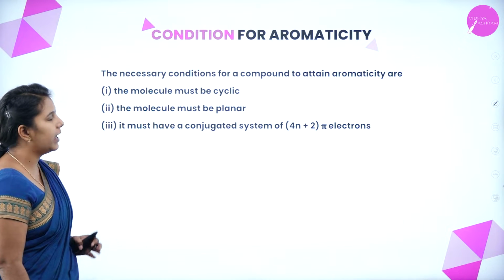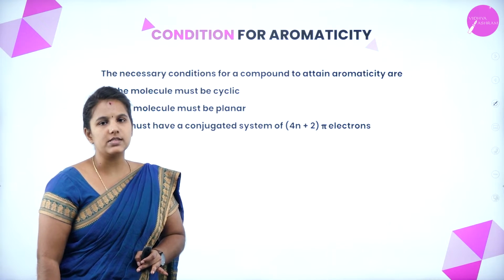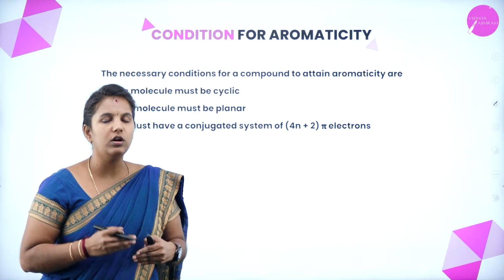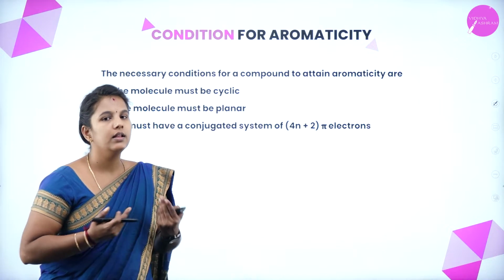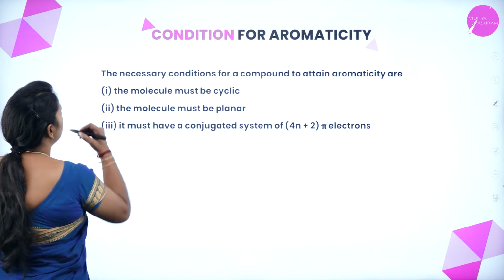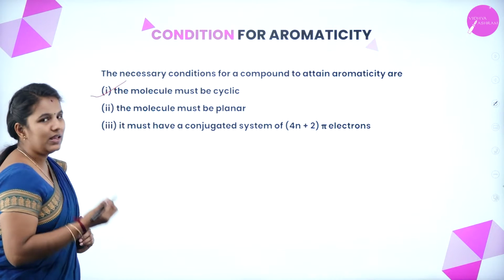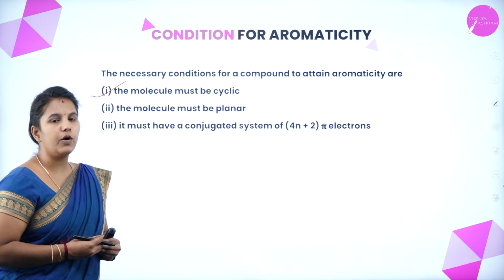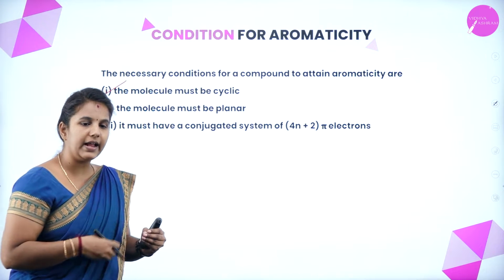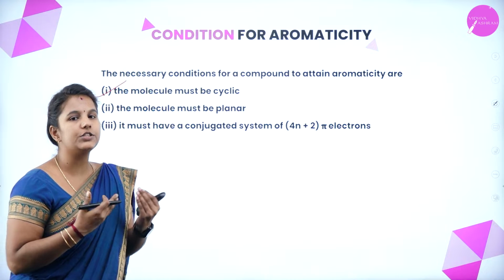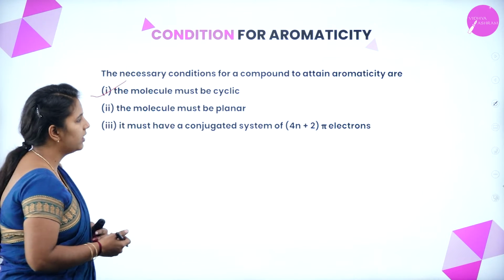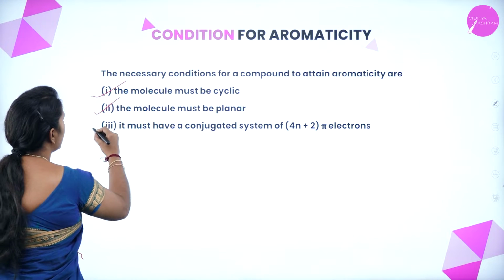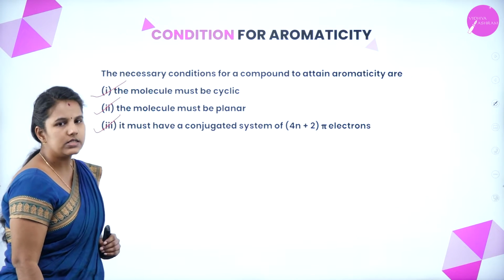Next, we'll go for the conditions of aromaticity. If you are observing aromaticity in a benzenoid compound, what will be the conditions then? The conditions are as follows. The molecule must be cyclic in nature, which means whatever compound it is, it must be cyclic so that it shows aromaticity. And the next thing is, it must be planar and it must have a conjugated system.